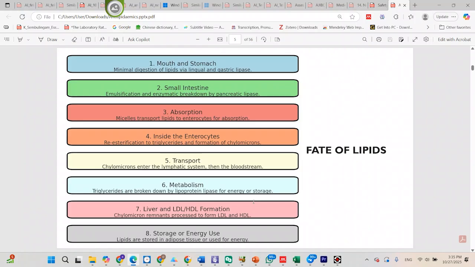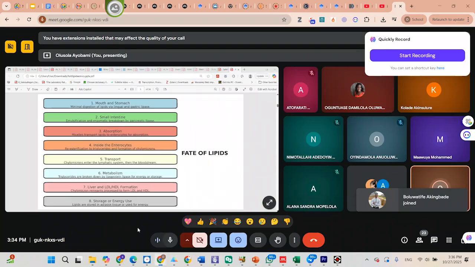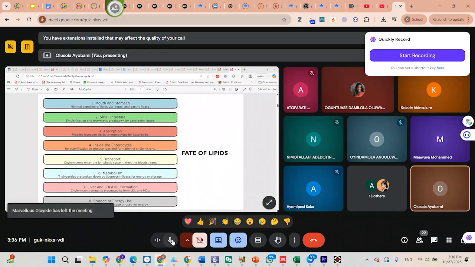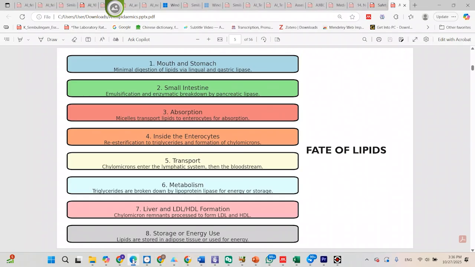Micelles will be formed. I'm 100% sure you are used to the word micelle from your pharmaceutics. So in the intestine, lipids are transported into the enterocytes inside micelles.